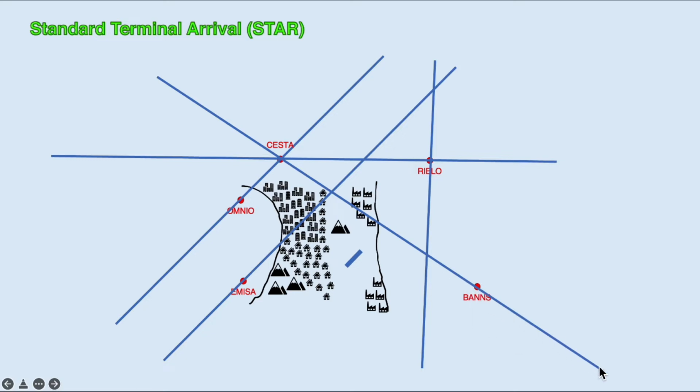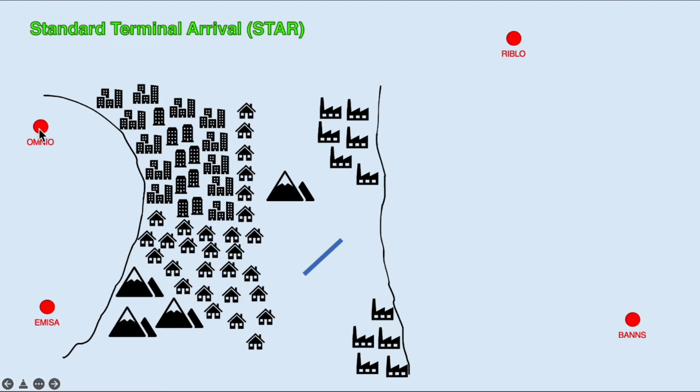So that means that probably if traffic is arriving to Hasselville, it's going to pass through one of these points. That's why they are the first reference points. So how do you arrive from the first reference points into the runway? You can arrive via different ways.